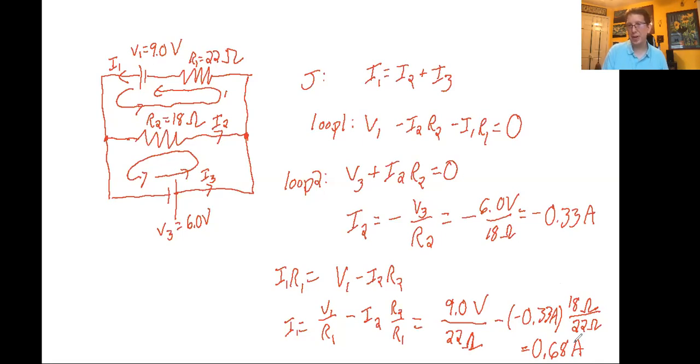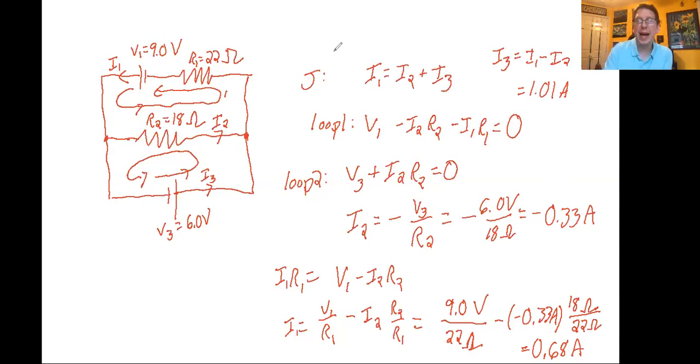So that's how you solve that problem. And you can figure out I3 from this if you wanted as well. The problem doesn't ask for it, but I3 is equal to I1 minus I2. So that's 0.68 amps minus negative 0.33, or plus 0.33. That gives 1.01 amps in I3. And so that's how you would solve that.